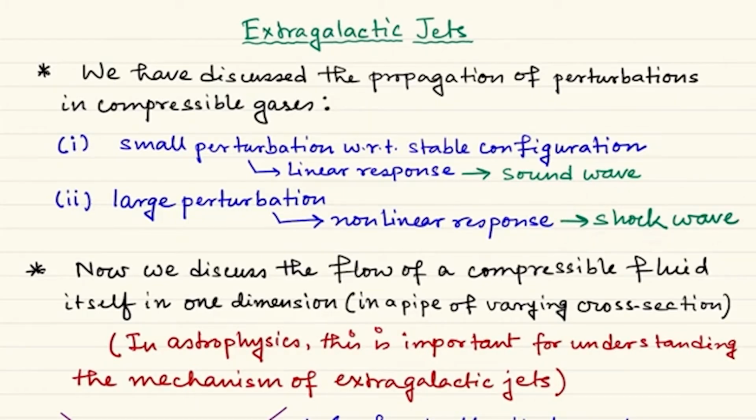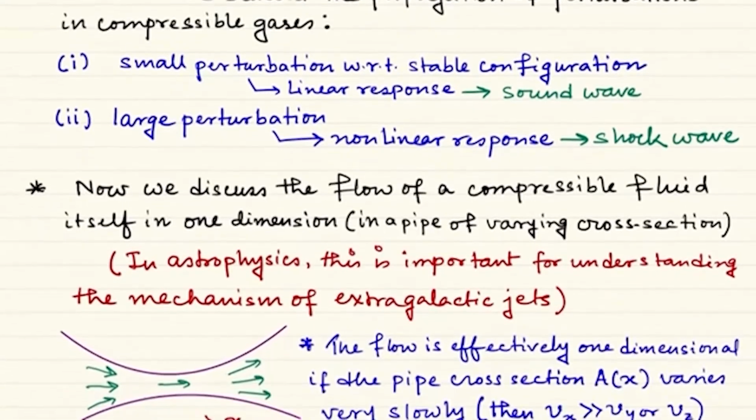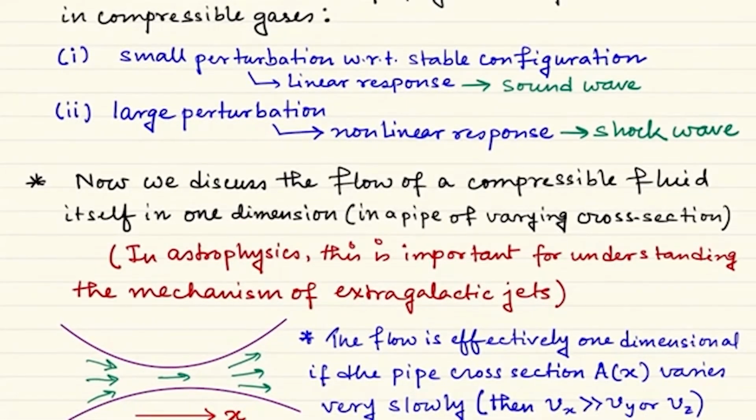Now, in this discussion, we will discuss not the propagation of any perturbation, but the flow of a compressible fluid itself in one dimension. What is the meaning of one dimension? That does not say that the total universe is one dimension. That means the fluid is flowing in a 3D world or 3D universe, but the flow direction is effectively along one direction.